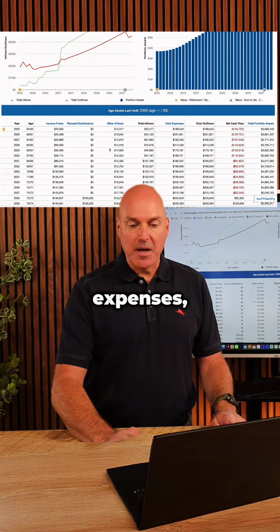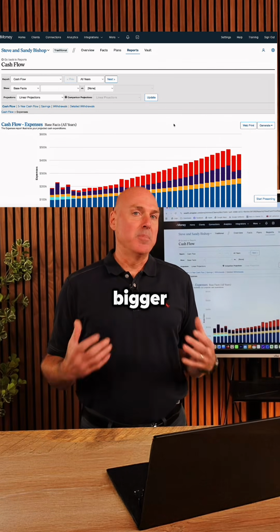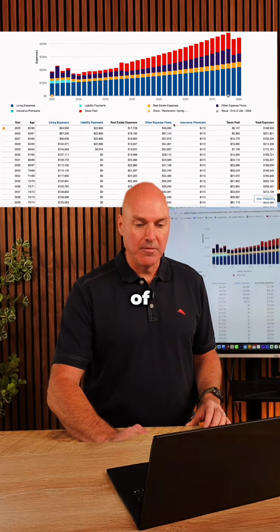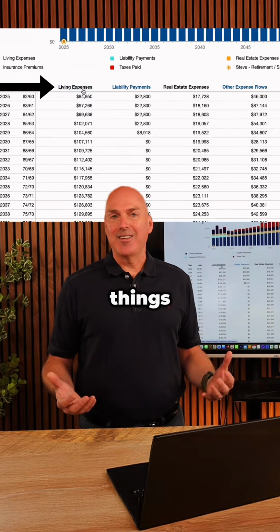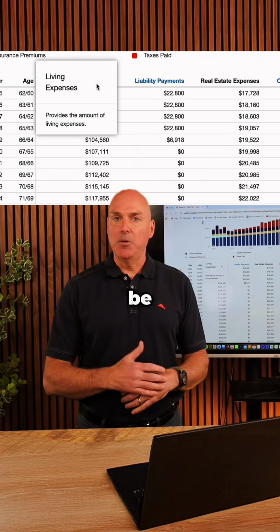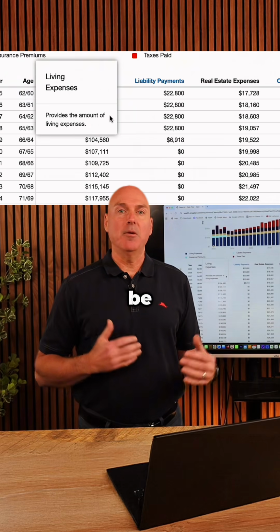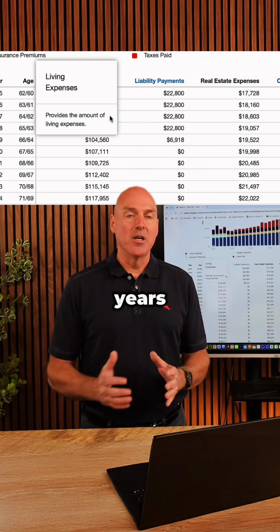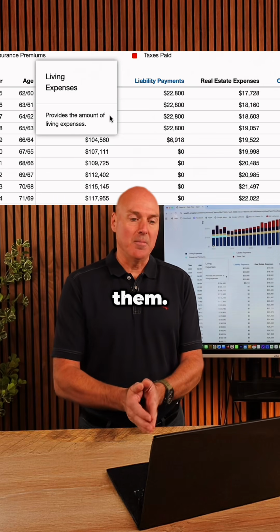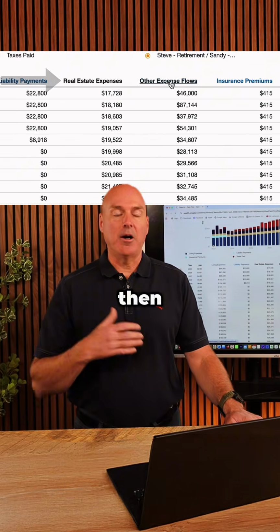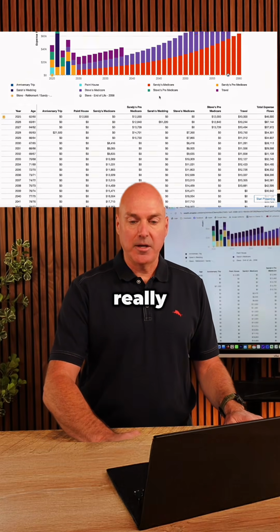When we look at their expenses, we're going to see a similar pattern here. Oftentimes people have bigger expenses in the early part of their retirement, and then things level off a little bit. So we're going to have some things like core living expenses. That's going to be with us forever throughout the retirement. They have a mortgage that's only going to be around for the next handful of years, and then that mortgage is going to be paid off. So we don't want to put that in the plan long term. Real estate expenses, and then under other expense flows, we really have some opportunity to customize this.